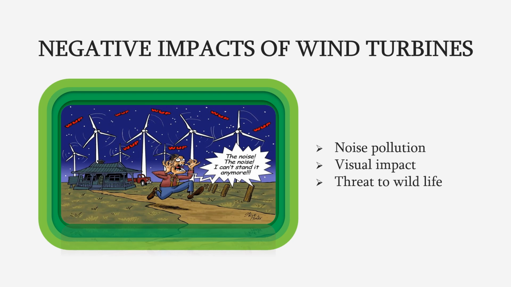Other potential negative impacts of wind turbines include bird and bat mortality, which can be mitigated through careful siting and design of wind turbines, and the potential for electromagnetic interference, which can be minimized through proper grounding and shielding of electrical components.